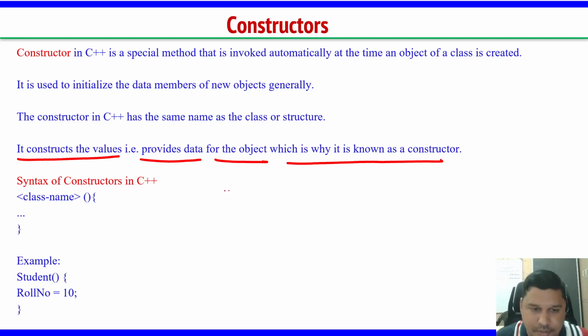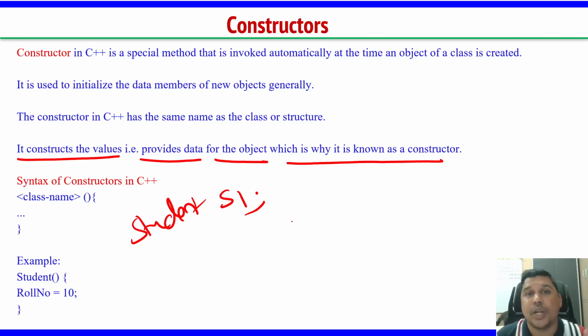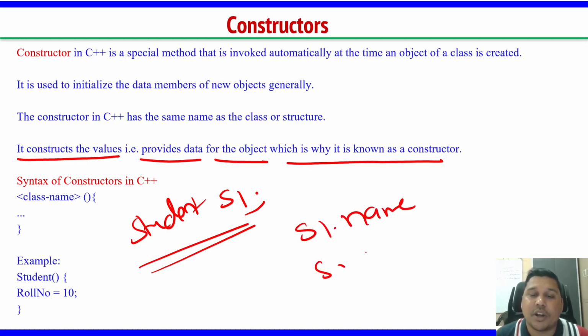Say I am creating the object student S1. S1 is an object of the class student. The class contains name and roll number, two variables. To give some input to those variables, I cannot directly write S1 dot name or S1 dot roll number, because they are private data members. For that, we can use the constructors concept.